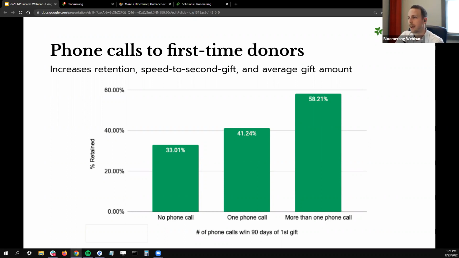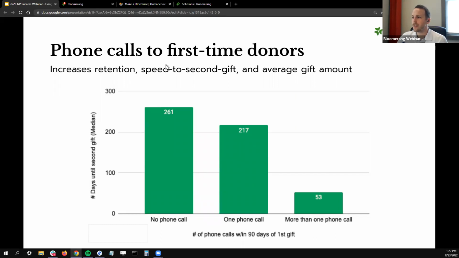And then if you have more than one phone call, so we try to emphasize 3 touches or 3 interactions with your donor after they give. But if you can do more than one phone call, we're looking at almost 60% retention. Pretty wild.